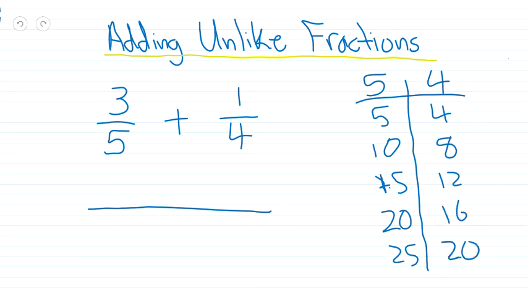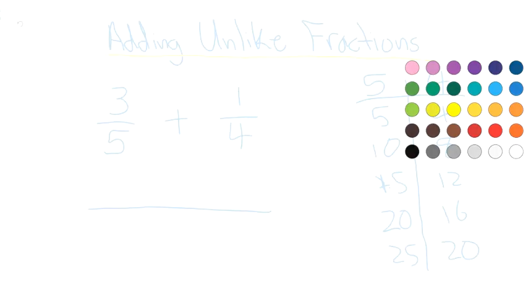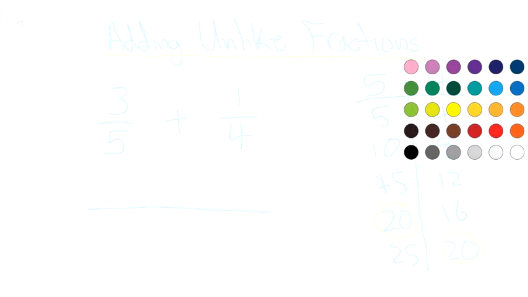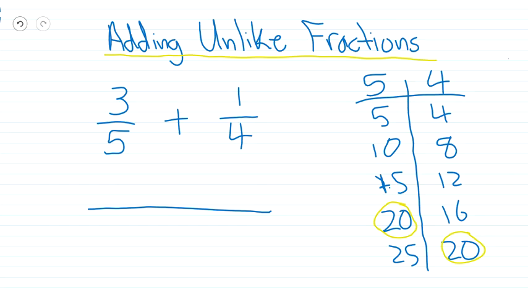16, 20. So we take a look at our t-chart and we're looking for the smallest number that 5 and 4 have in common. So we look closely, we see that, okay, they have 20 in common. Is it the smallest? Yep. So 20 will be the LCM of 5 and 4, and therefore the 20 will be the common denominator. So we're going to take the 20, we're going to place it right here. So we have 20.